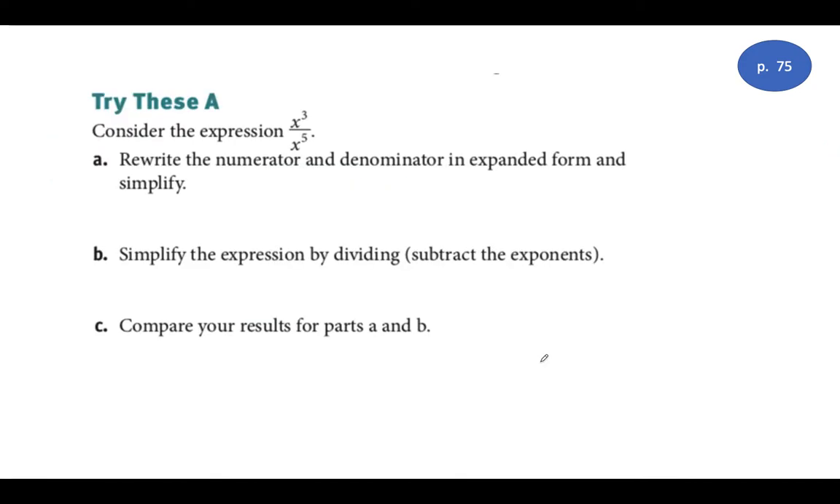Let's try something else. Okay, so I'd actually like you to pause here and give this a try, fill this out, and then when you start, I'll show you what to do. So it says rewrite the numerator and denominator in expanded form and simplify. All right, so x cubed would be 3 factors of x, and the denominator, x to the 5th power, would be 1, 2, 3, 4, 5 factors of x, right? So then it says simplify. So we need to simplify this. Let's do some canceling.